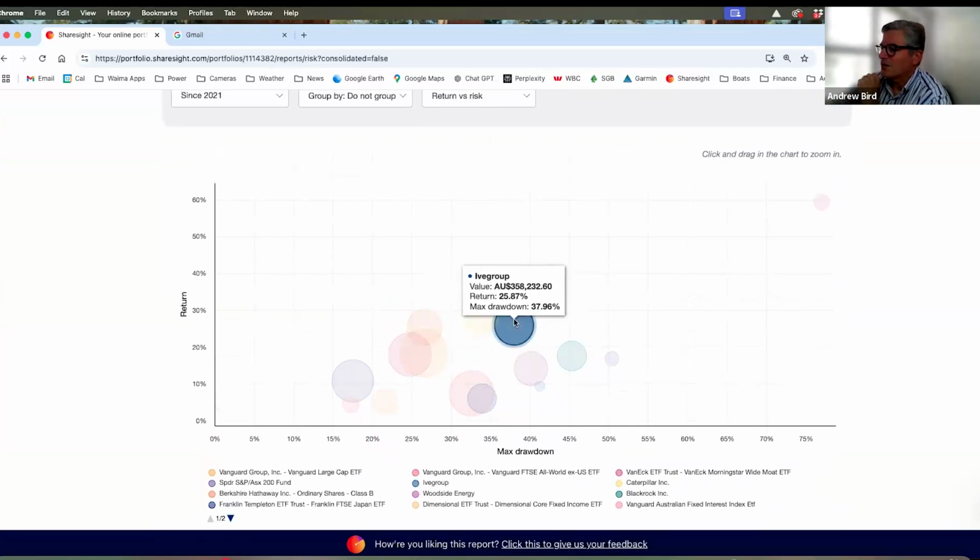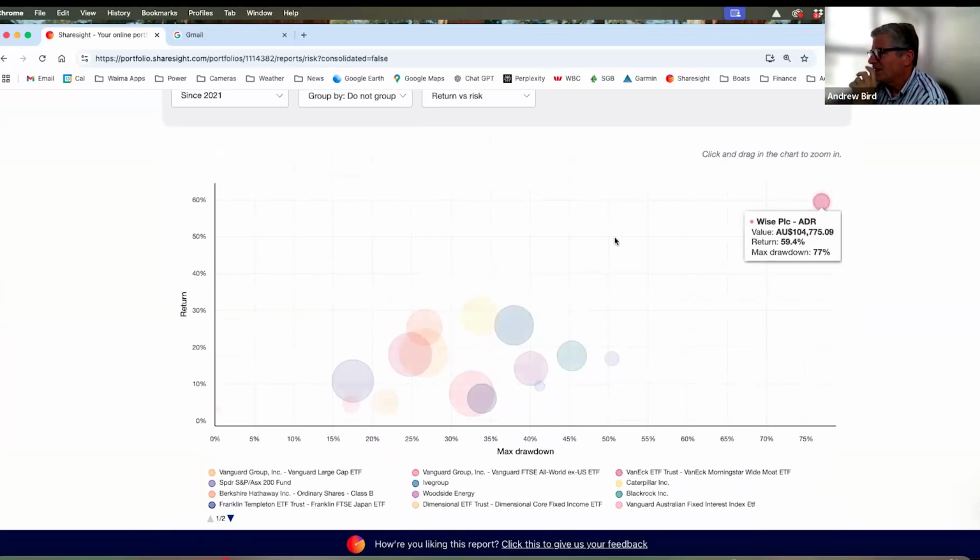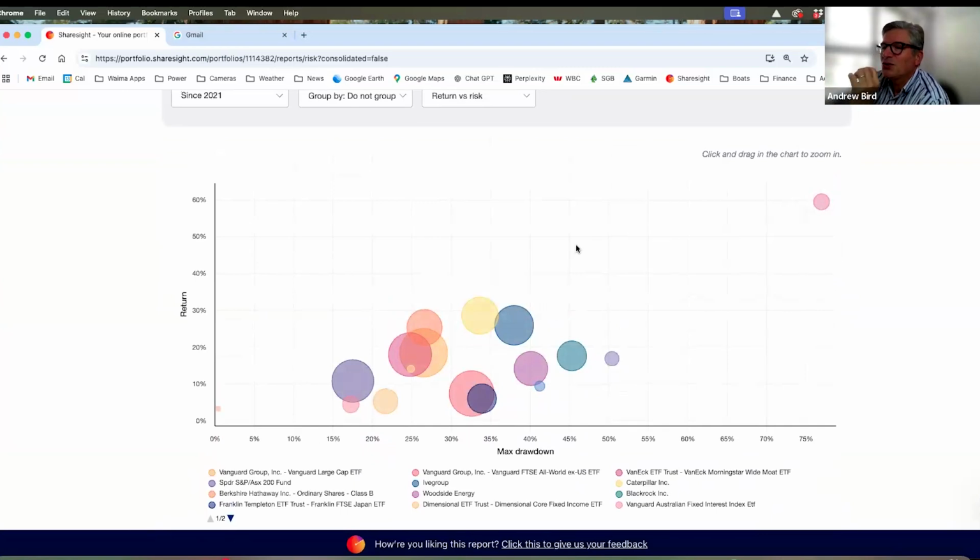So, one of the first things I'd say, and this is true of any of these reports, they help give you insight and understanding. You shouldn't necessarily blindly follow what they say. Oh, IVE Group is rated poorly, I'm going to immediately go out and sell it. Or, WISE has been great. It really is a tool to help you understand, not necessarily to take immediate action. But it has certainly given me insight.